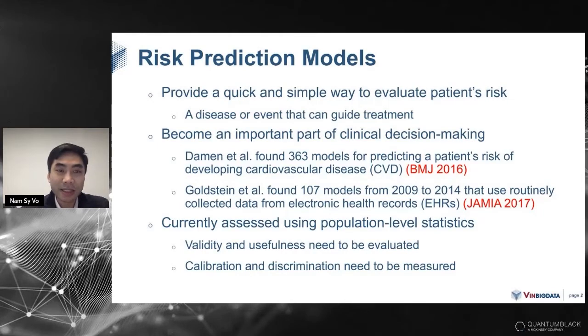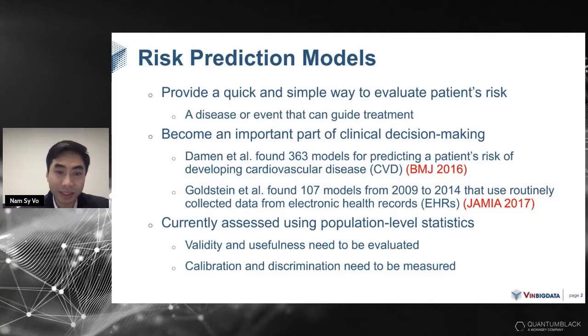So currently, the risk prediction models can be assessed using population-level statistics. So the validity and usefulness need to be evaluated, and calibration and discrimination need to be measured. So here's an example of a risk prediction model. We call it the genetic risk score, GRS. So here's an illustration of the GRS.